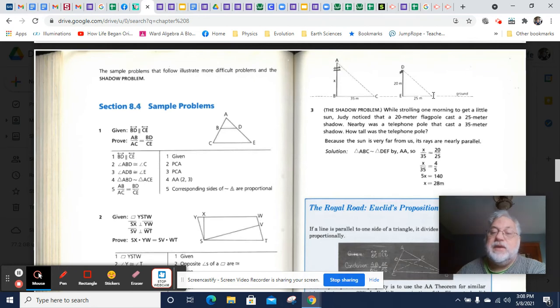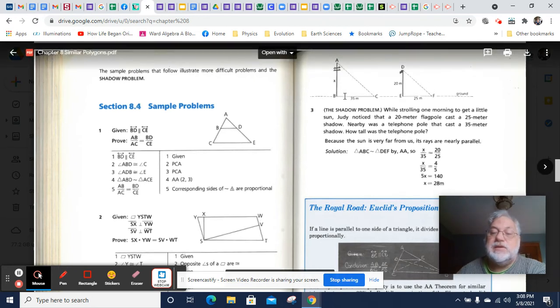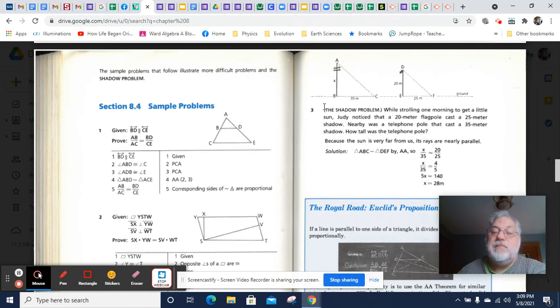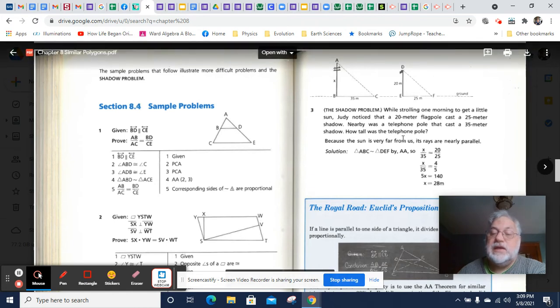So we can assume 90 degrees and 90 degrees, and we can assume that the angle of the sun hitting the top and producing the shadow, all the angles are going to be congruent, and so these triangles will be similar. So we can simply say X is to 35 as 20 is to 25, or we could say X is to 20 as 35 is to 25. Does not matter. We will find out what X is.